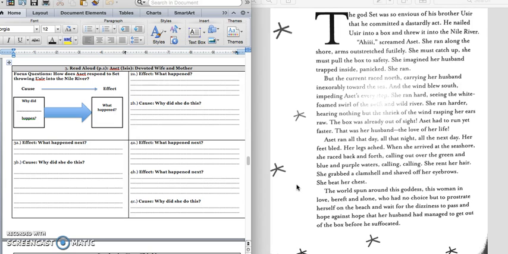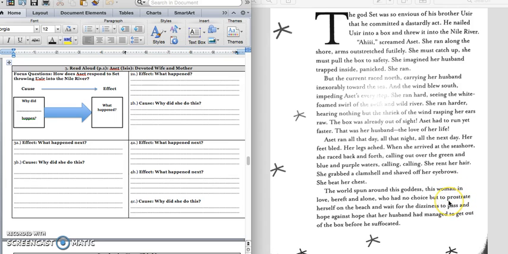She beat her chest. Underline that last sentence. When it says she rent her hair, that means she pulled out her hair. She shaved off her eyebrows with a clamshell and she beat her chest. Underline that. And write effect number 3. And now we'll listen for the next thing she did. The world spun around this goddess, this woman in love, bereft and alone, and now had no choice but to prostrate herself on the beach and wait for the dizziness to pass, and hope against hope that her husband had managed to get out of the box before he suffocated.